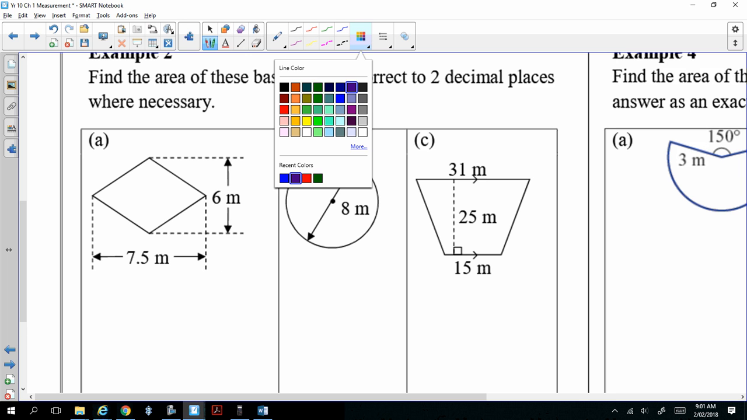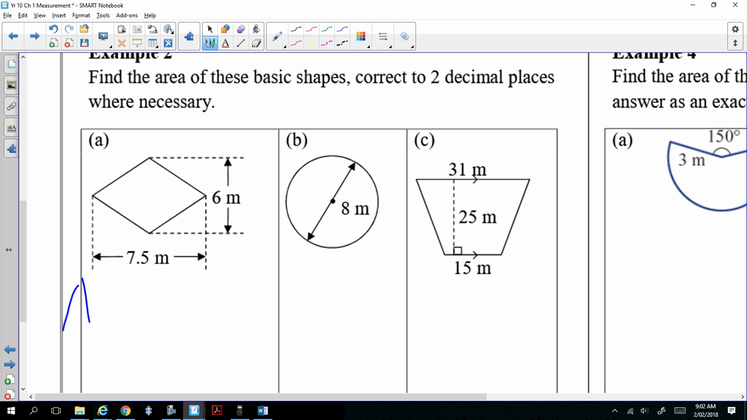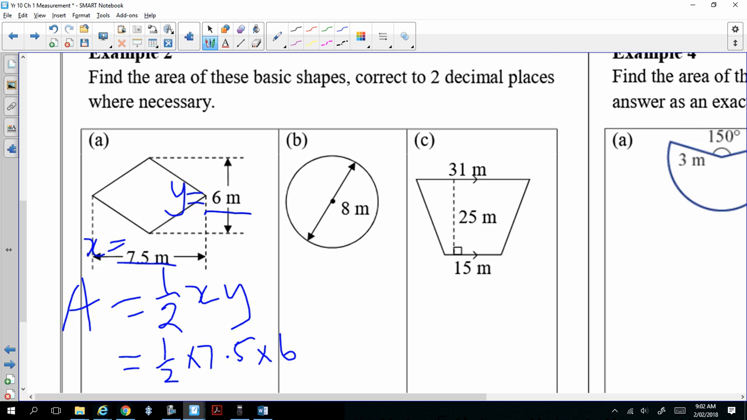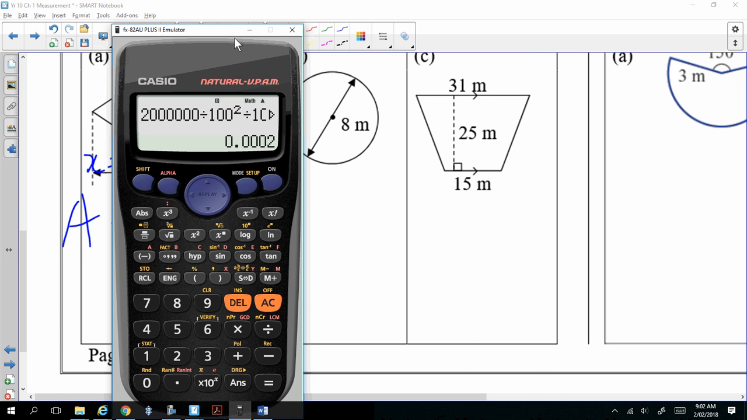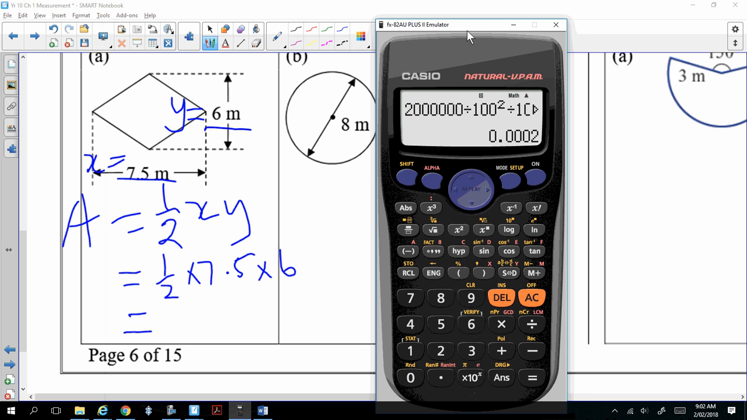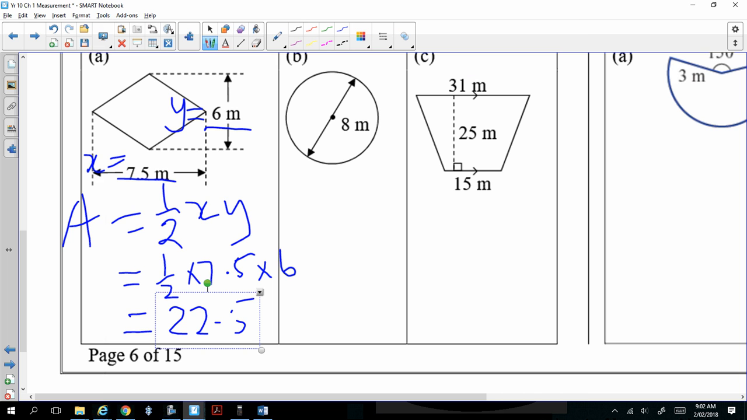All right, what's the first shape? Rhombus, very good, because you can see we give you the diagonal. Remember, rhombus is half xy, okay? That's your x, like the x-axis. That's your y, like the y-axis. So half times 7.5 times 6. You use your calculator to do. I've got my answer there, so okay, 22.5. All right, so you get 22.5 as your answer. Square meters.